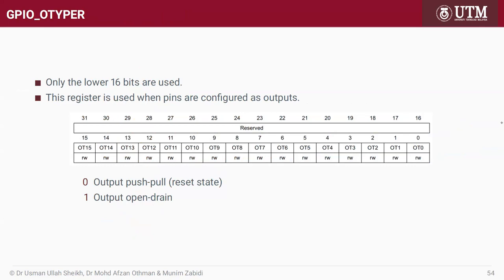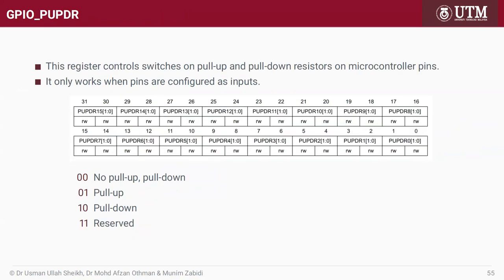To choose whether you want push-pull or open drain, you set it in the register here. Output push-pull is the reset default, and open drain is selectable. If you want open drain, you can make it open drain by putting 1 at the proper bits. And the other one is for input. For input, you can select whether you want pull up, pull down, or no pull up, pull down, or you can choose whether it's pull up only or pull down only.